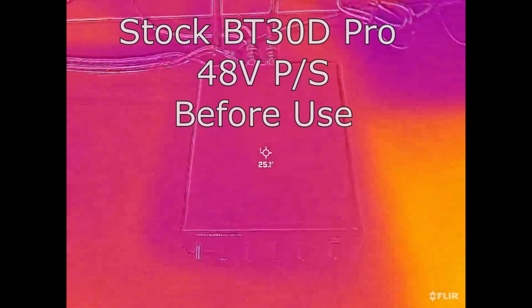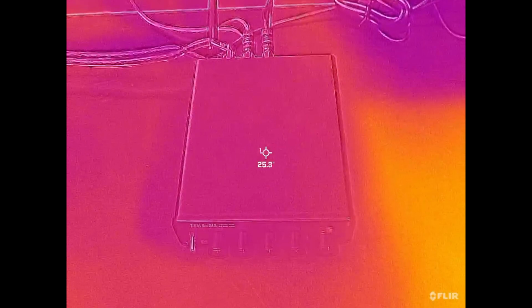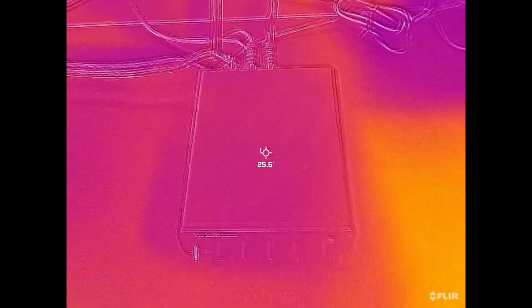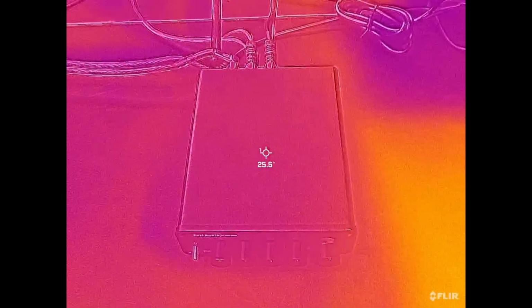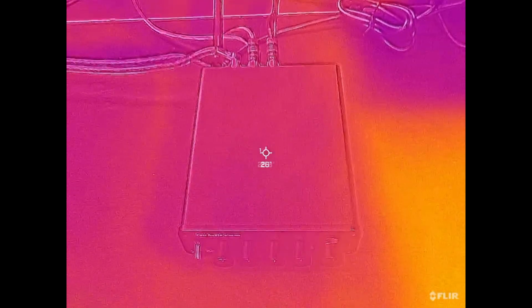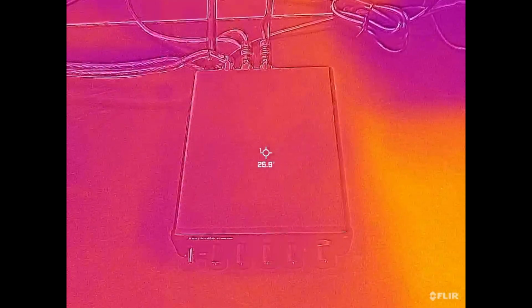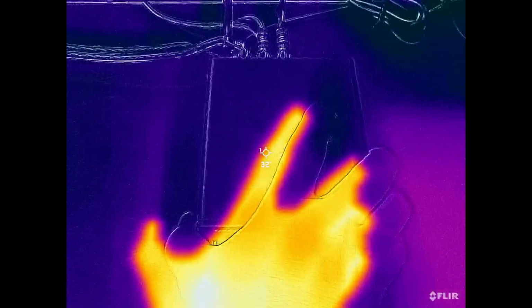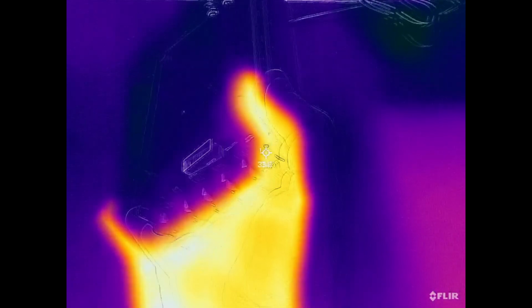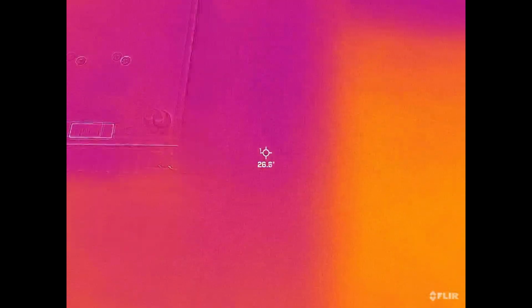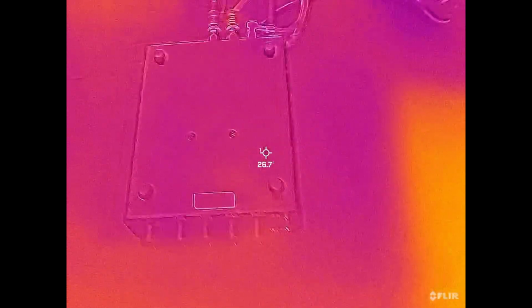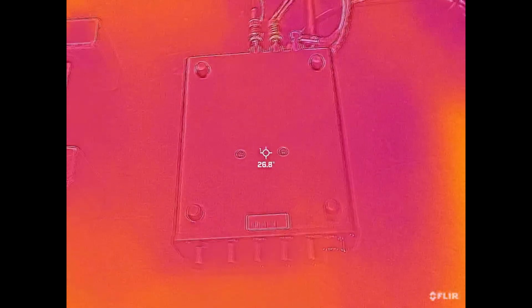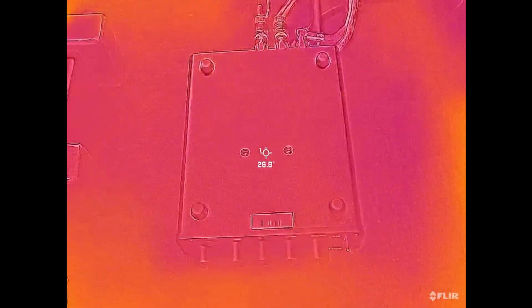Okay, temperatures are set to Celsius. This is the before test, before playing the music, the playlist I mentioned. And this is the top center of the case. Now I'm going to flip it over. I'm going to try to flip it over anyway. And let's get that here, right there where that contact is.